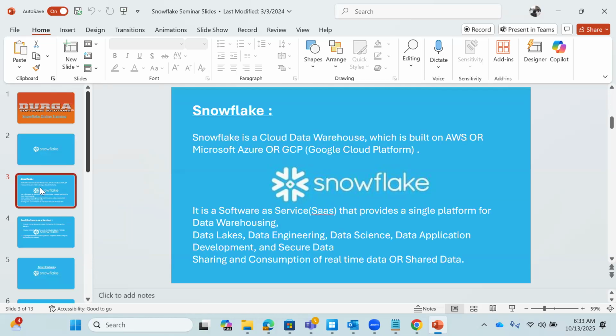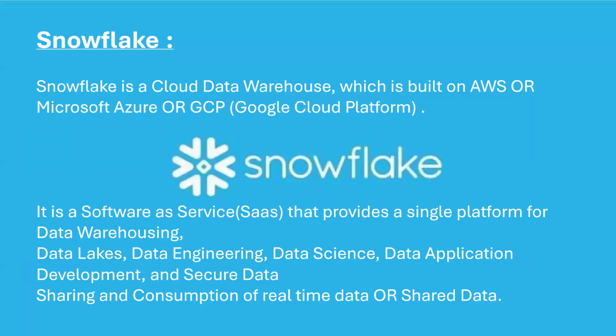So what is the meaning of Snowflake? As I mentioned here, Snowflake is a cloud data warehouse which is built on top of three cloud providers. One is AWS, another is Azure, and the other is GCP.